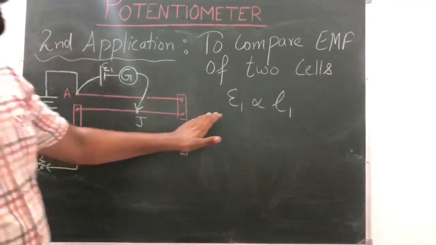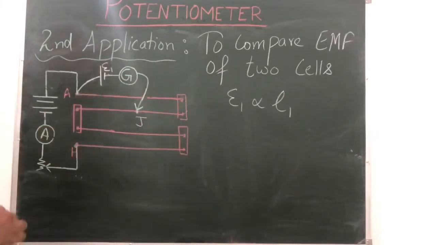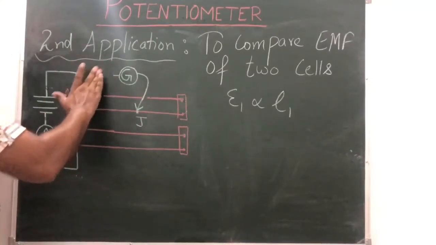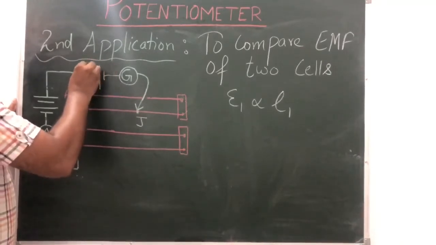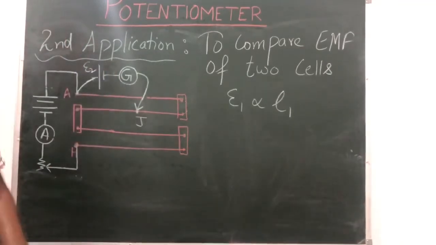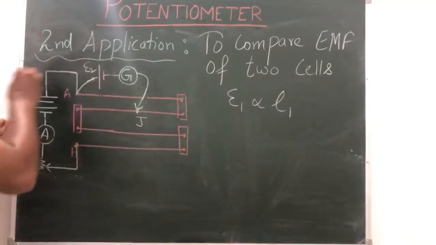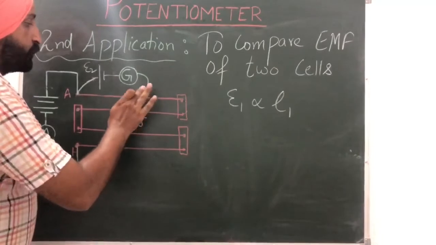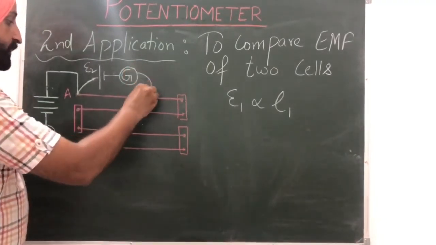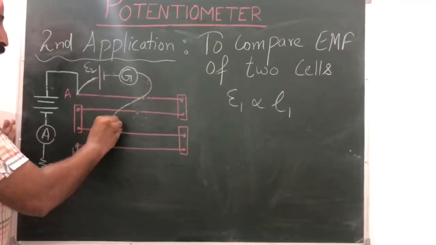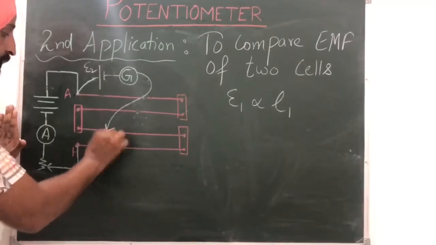Now after getting this value, we will replace this cell by the second cell. So now I will be applying the second cell over here, whose EMF is E2. Now again I will be sliding the jockey starting from point A. Suppose now you are getting the balance point somewhere over here. Let this point be M.